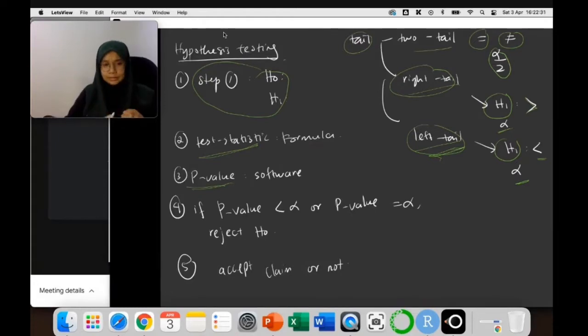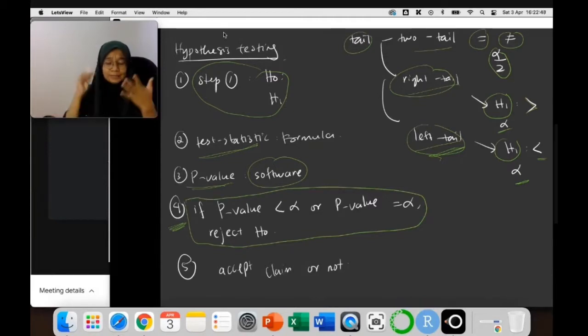Either you use Excel, SPSS, Minitab or other software, Python or R, they will give you the p-value. Okay, we will use the software. So step number 4. Always remember this one. In any decision, if you do engineering or any field, if the p-value is less than alpha or the p-value equals alpha, always reject H null.